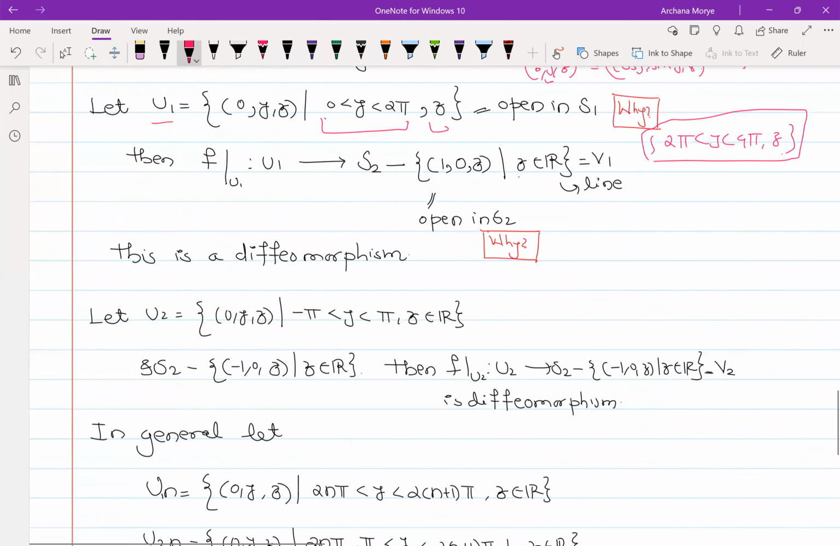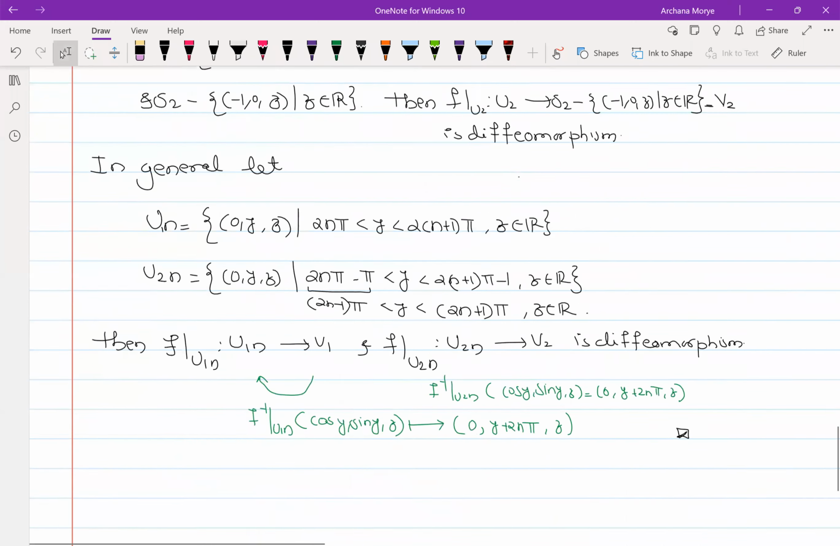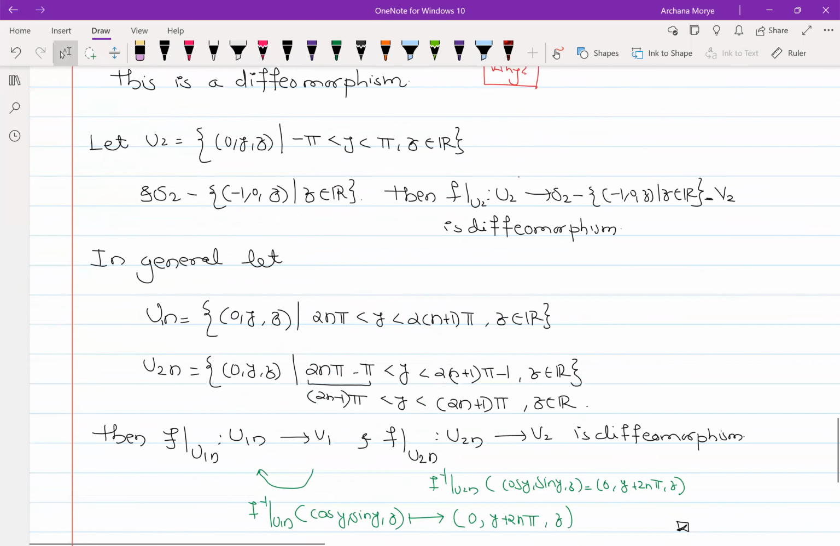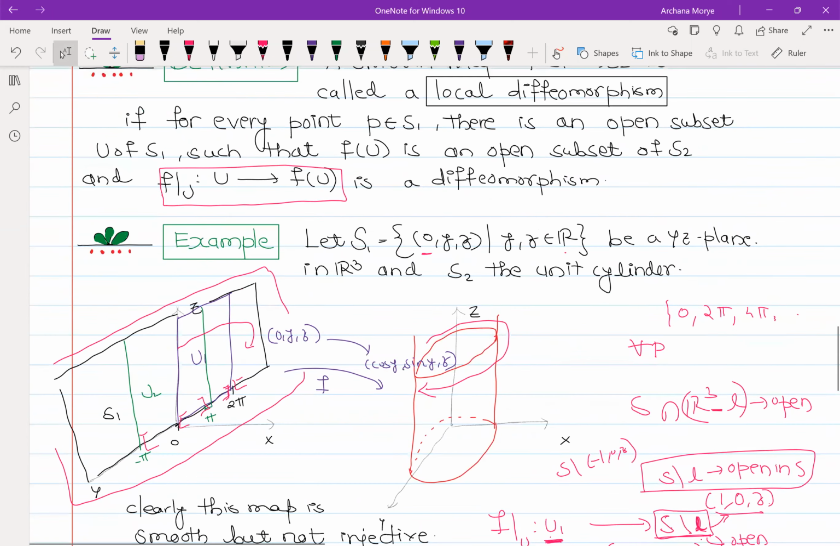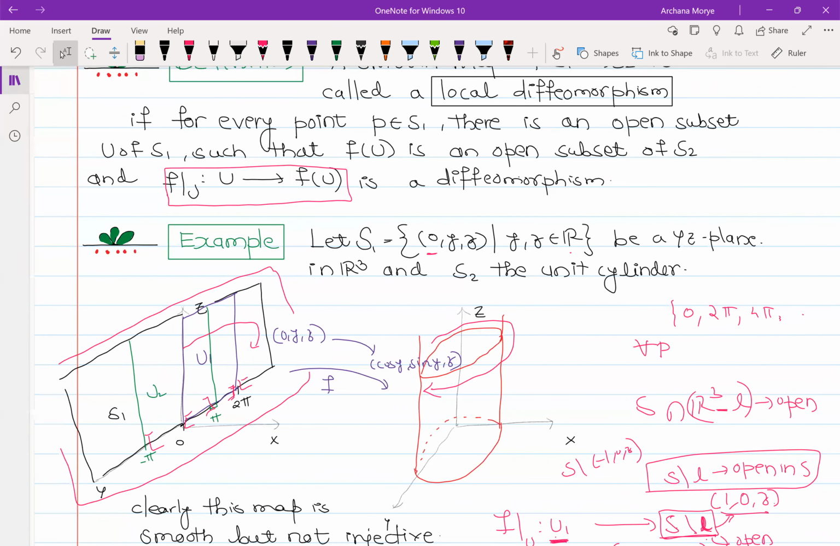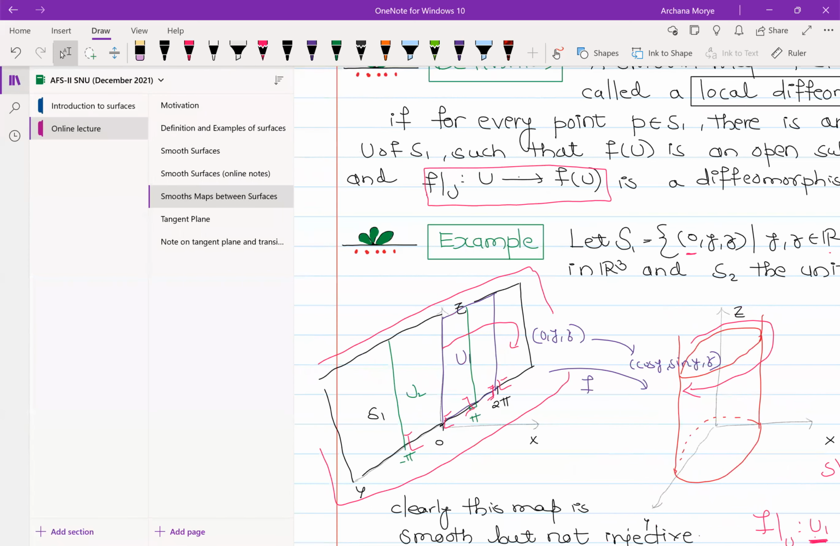I'll share the notes so that you can see it. Okay, so this proves that this map, though it is not a diffeomorphism, is a local diffeomorphism, and many times we actually manage with local diffeomorphisms. Okay, that is enough for us. So this is about smooth maps between surfaces.